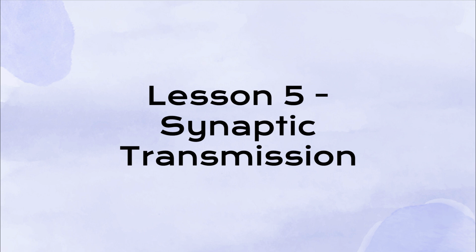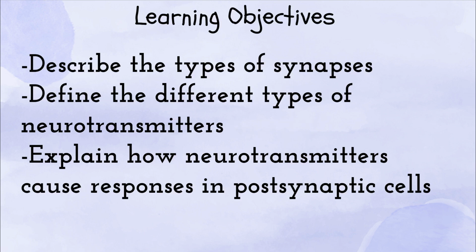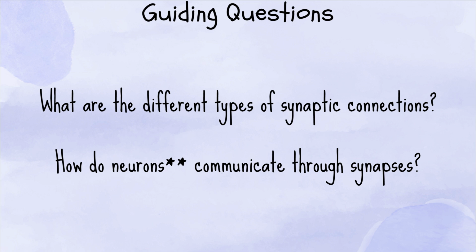schedule after this one. The last couple times, we looked at action potentials and graded potentials, and today we're going to see what happens when things end up at the end of the axon. Once the action potential reaches the terminal, the signal needs to be transferred from one neuron to the next. This is done at the synapse. By the end of this video, you should be able to answer the questions: what are the different types of synaptic connections? And how do axons communicate through synapses?